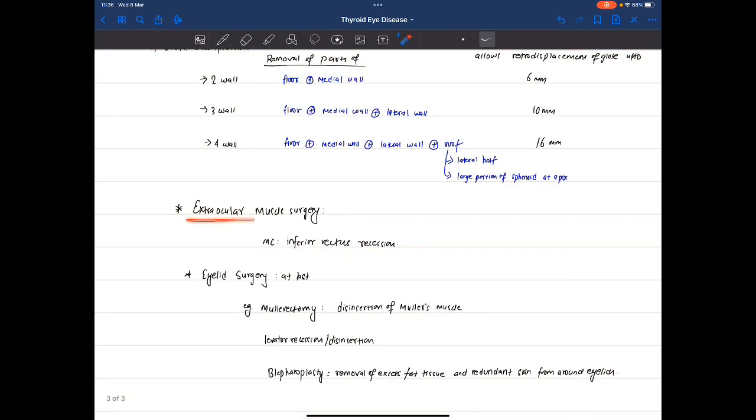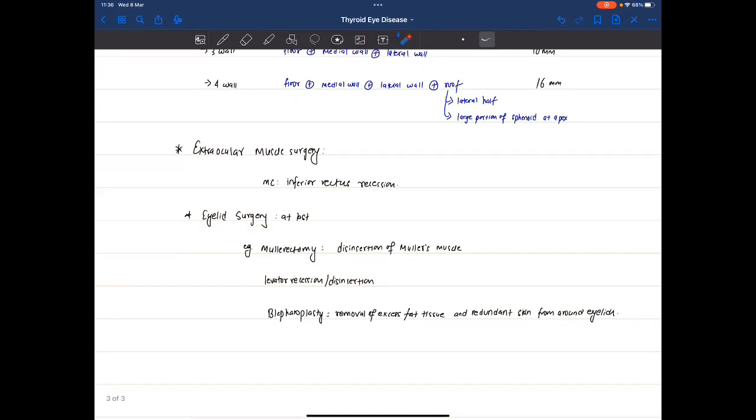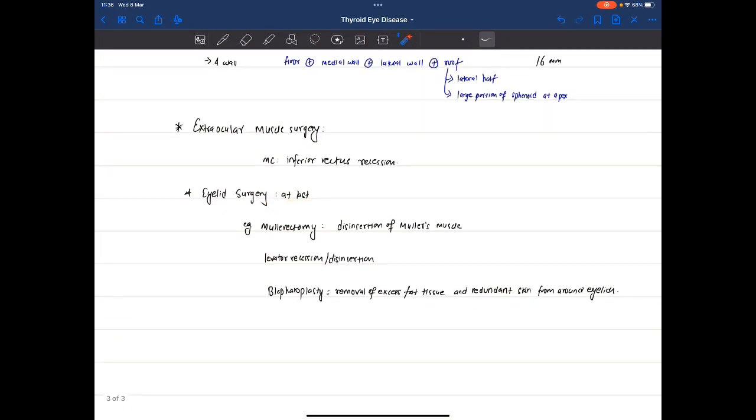After that, you do extraocular muscle surgery. Most commonly done is inferior rectus recession. And after that, you do eyelid surgery at last. Some eyelid surgeries are Müllerectomy, that is disinsertion of Müller's muscle, and levator recession or disinsertion.